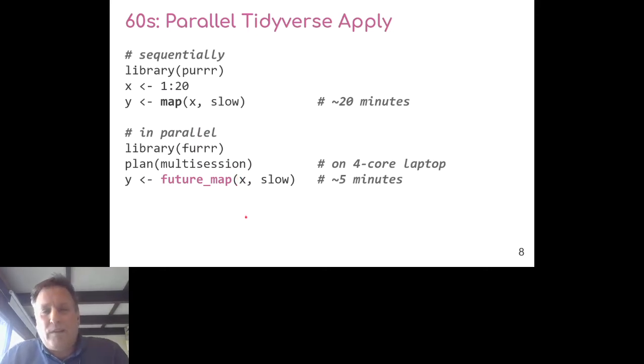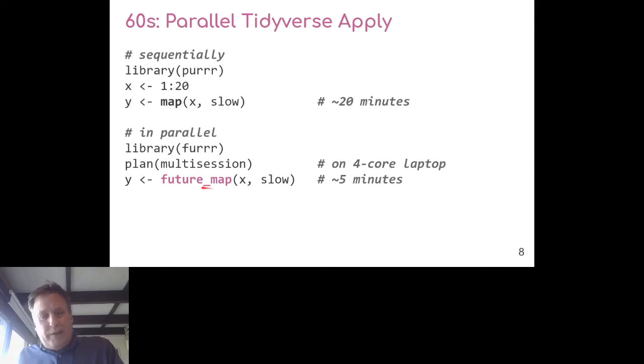If you work in the tidyverse, you might use purrr, and there is a map function there that you can use. That works very similarly to lapply, and that will take 20 minutes, of course. But you can use the furrr package, do a very similar thing, and replace it with future_map. So that will take 5 minutes.